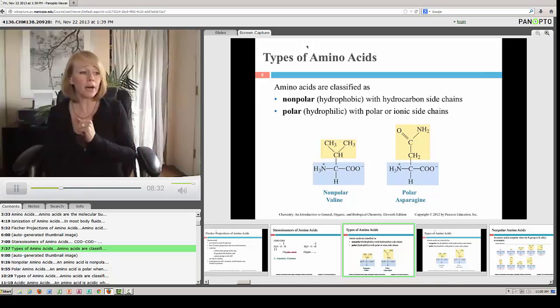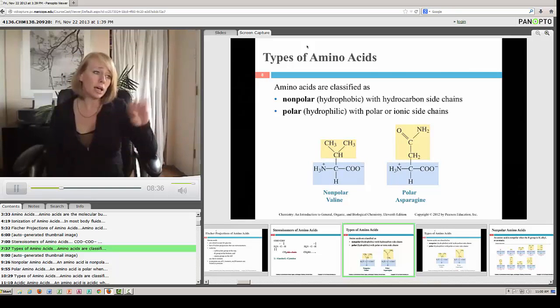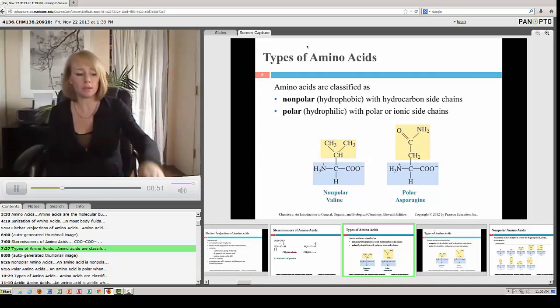When we look at the other example, asparagine, this one has an amide on the third carbon removed from the chiral carbon there, and that is a very polar portion of a molecule, and so it would be able to interact with polar solvents, polar environments, let's say.